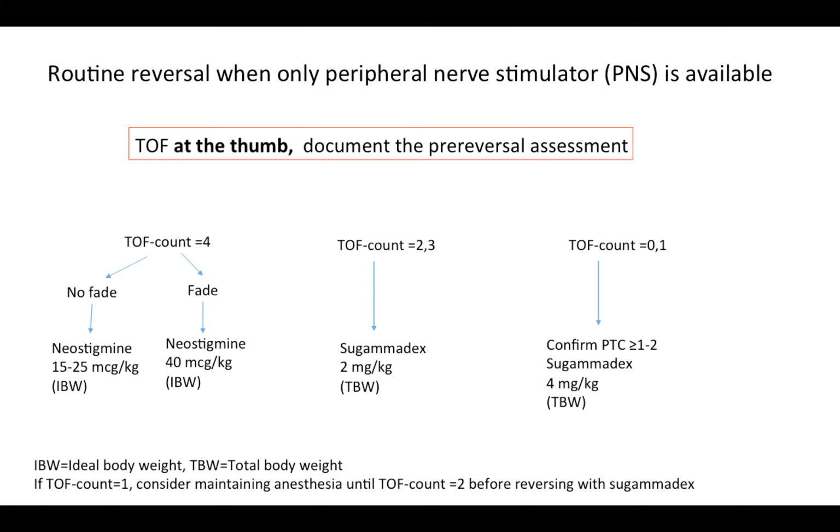As noted previously, if the train of 4 count is 2 or 3, the dose of Sugammadex is 2 milligrams per kilo. If the train of 4 count is 0 or 1, and the post-tetanic count is 1 or more, the dose is 4 milligrams per kilogram.